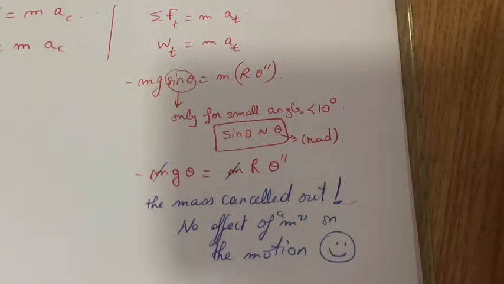When you project on the tangential direction, the weight tangential is equal to mg sine theta, and you replace sine theta for small angles by theta itself. And a tangential on the other side of the equation is equal to r theta second by definition. You cancel out the mass, so the equation is independent of the mass, and you have your differential equation in angular variables.